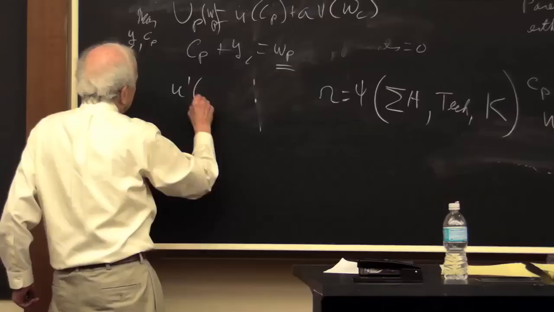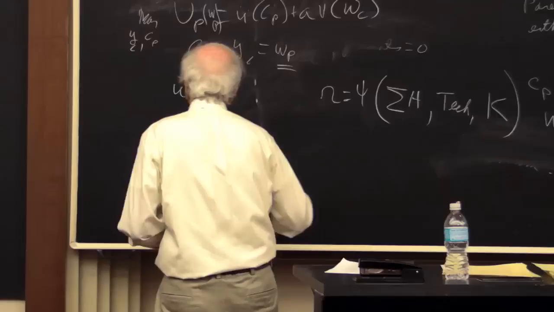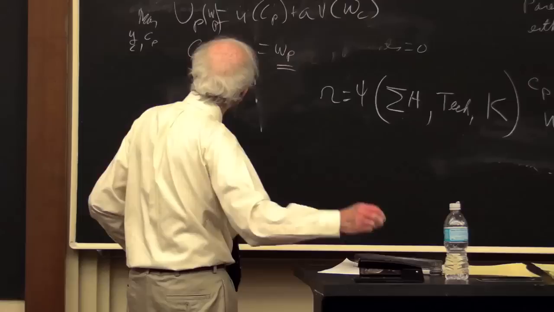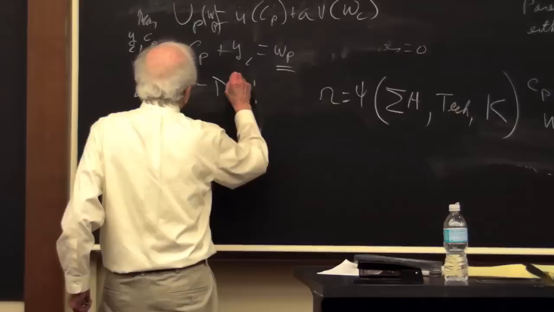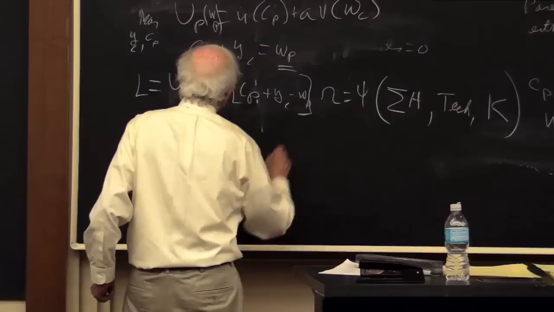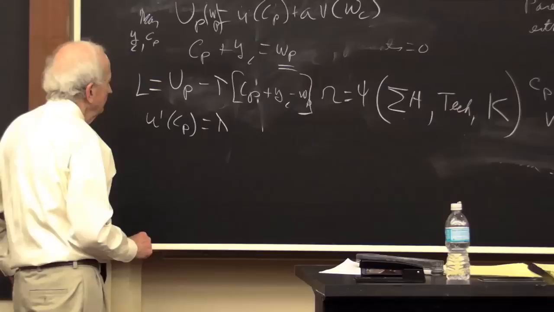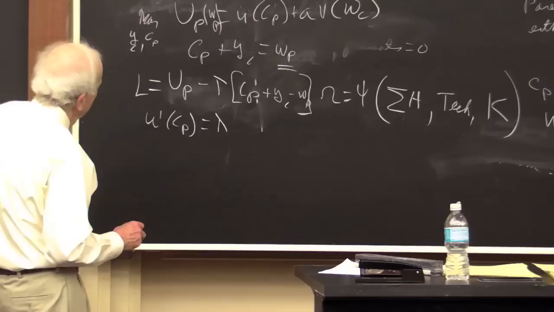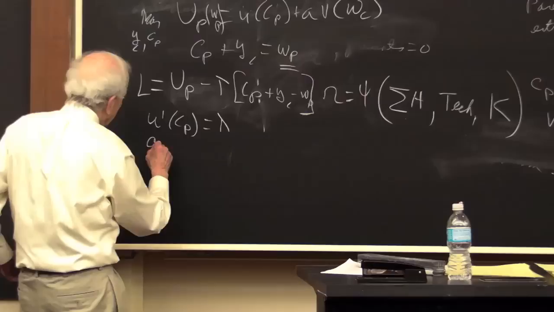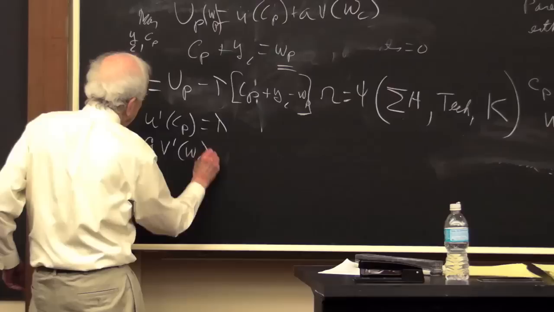Let me do it. So we set up some Lagrangian that we're going to maximize: u of C of P minus lambda times the quantity C of P plus Y of C minus W of P. And then going through the maximization, we would get little u prime of C of P is equal to lambda, okay? And then we differentiate with respect to Y, but Y enters here, so let's first write it this way: a v prime of W of C, and I'm going to write less than or equal to lambda.